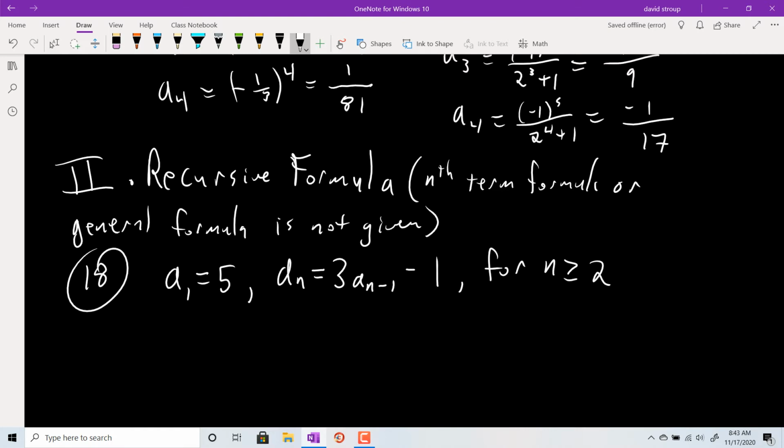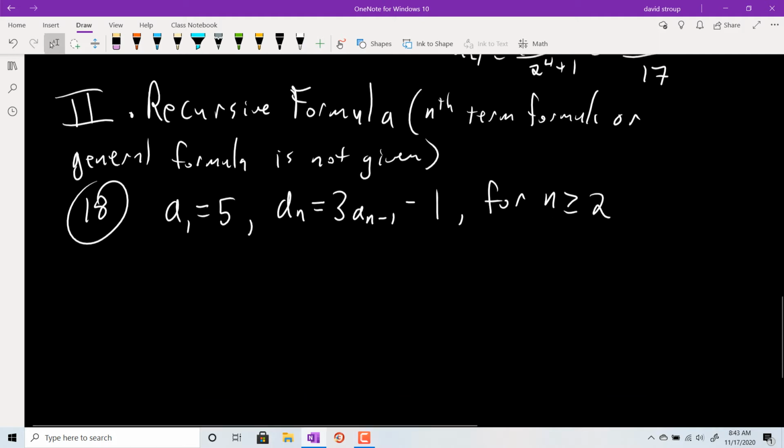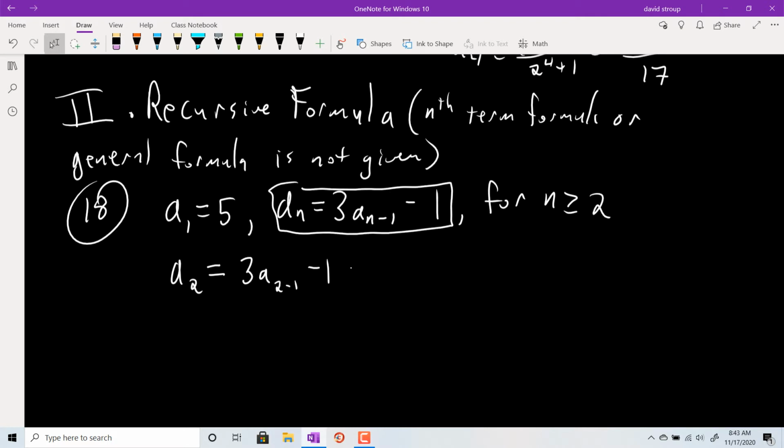Okay, so they give you a sub 1, and then they have this formula for a sub 2, a sub 3. That's what that for n greater than or equal to 2 means. You don't use the formula to get the first one. So a sub 1 is 5. We want to get the next couple terms. A sub 2 is going to be 3a sub 2 minus 1 minus 1. I'm just plugging in 2 wherever I see n in my recursive formula. Then I could rewrite that as 3a sub 2 minus 1 is 1, minus 1. And then I know what a sub 1 is. That's 5. So 3 times 5 minus 1 is 15 minus 1, which is 14.